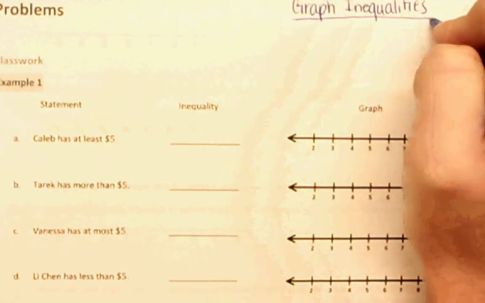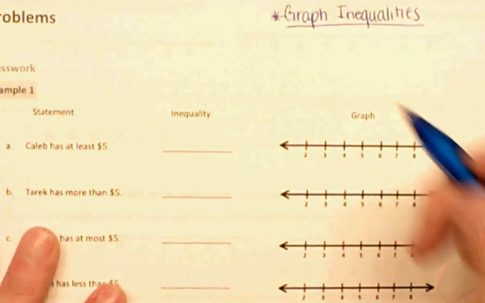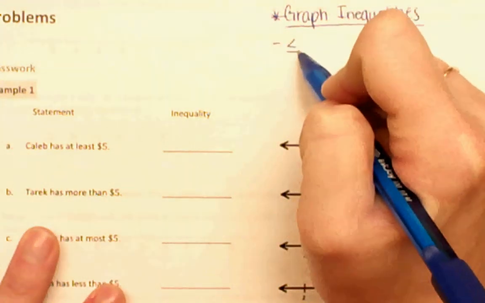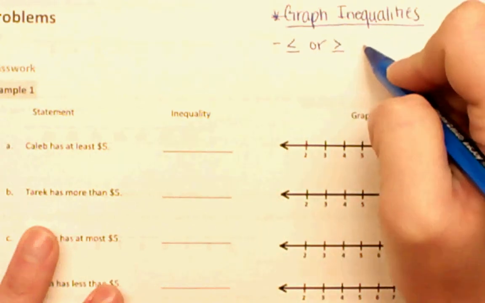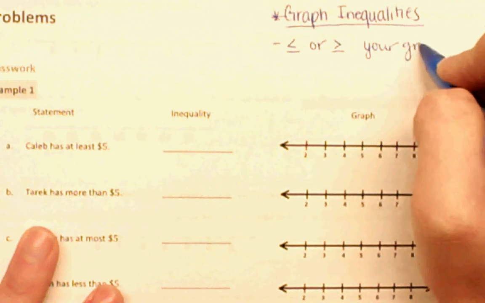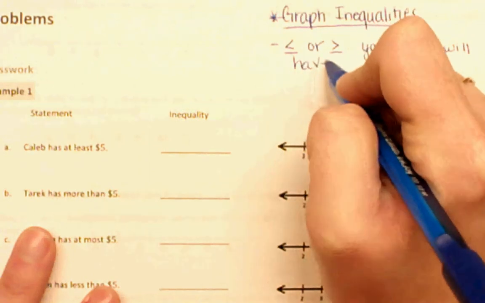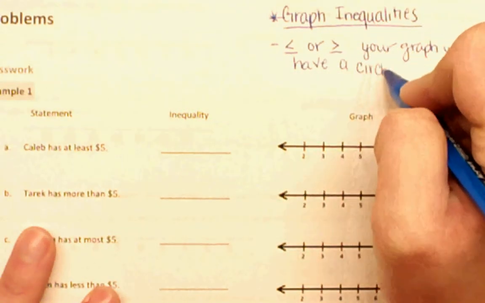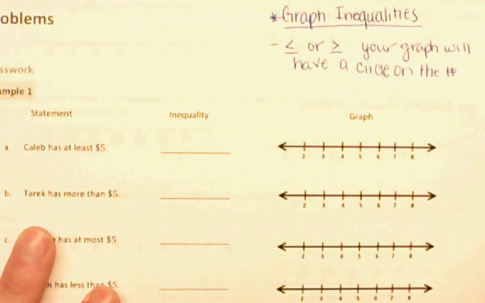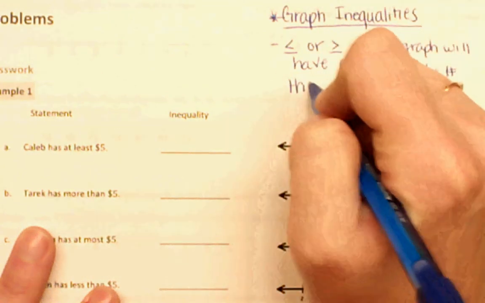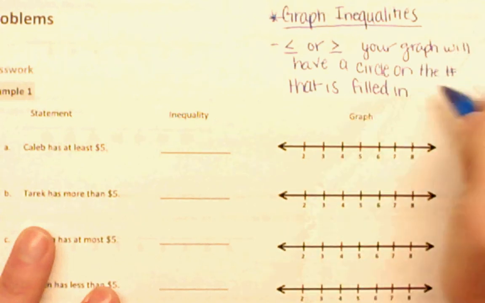there are a few things you need to remember, or I need to point out to you to make it make sense when you do the number lines today. If you are given the less than or equal to or the greater than or equal to sign, your graph will have a circle on the number in the inequality that is filled in. Okay, it'll actually look like this.